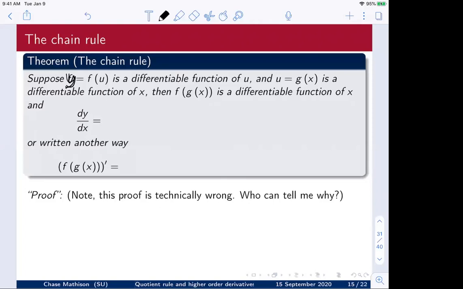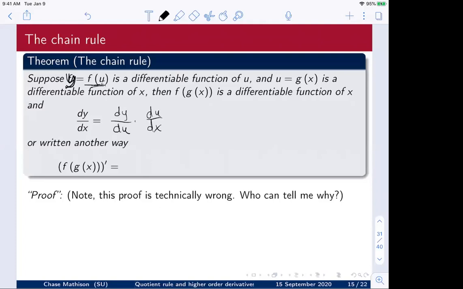Then dy dx, so the derivative of y with respect to x, so there's no x over here explicitly, but u depends on x, okay? Then dy dx, well, this is the easiest way to remember it. I think you take dy du times du dx. So y is a function of u, so just take the derivative of y with respect to u, and then multiply by the derivative of u with respect to x.